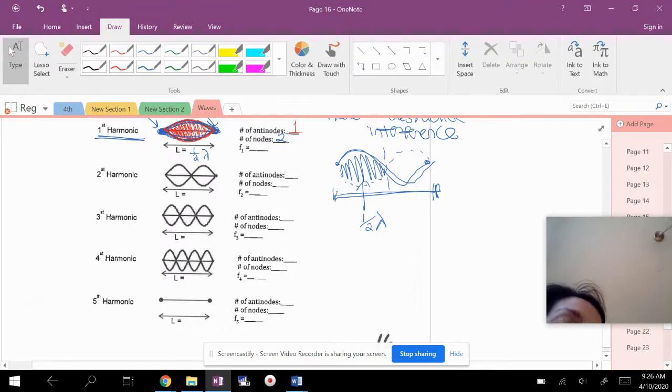Okay, so for this, I see one antinode and a second antinode, so two antinodes. And then I'm going to do this in yellow. This right here is a node, this right here is a node, and this right here is a node. It's like where the wave is pinched. So I see three nodes. And we'll talk about what F1, F2, F3, F4, F5 is.